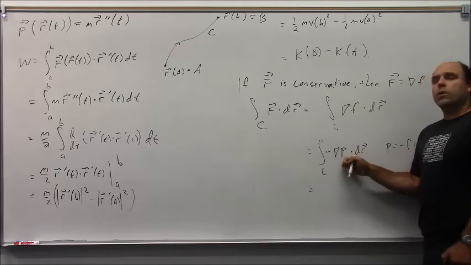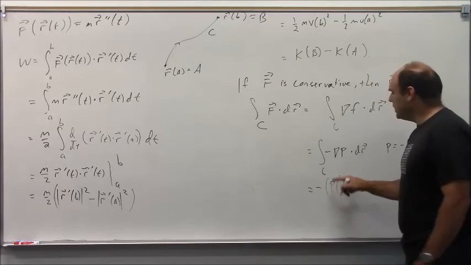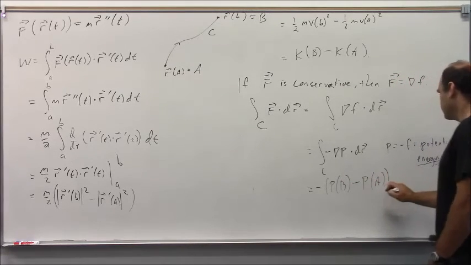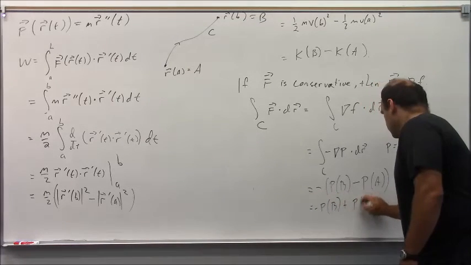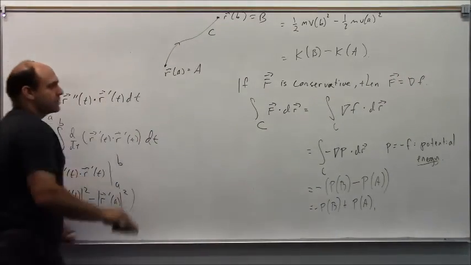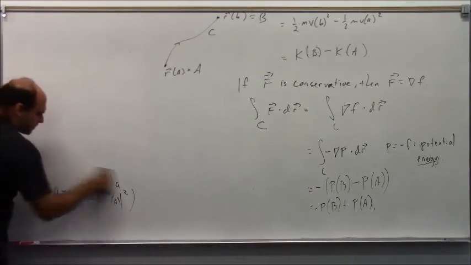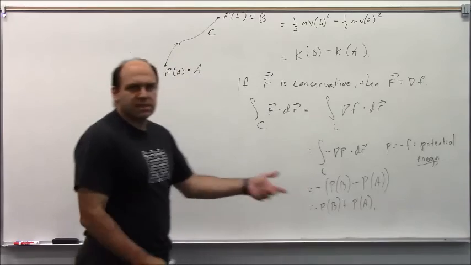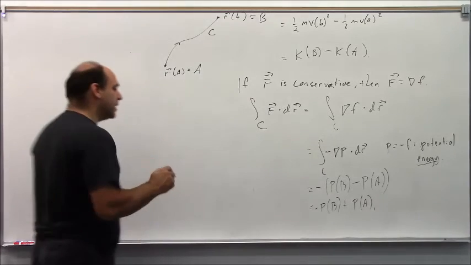Now, at this point, this is where I want to apply my fundamental theorem for line integrals. This is going to be negative P at the end, which is b, minus P at a, which is negative P of b plus P of a. And because these both represent the same integral, I got these two different results here. Oh, and by the way, this negative P of a plus P of b also represents the change in potential energy. It's the negative of the change in potential energy. But because these two things both represent the same integral, they have to be equal to each other.